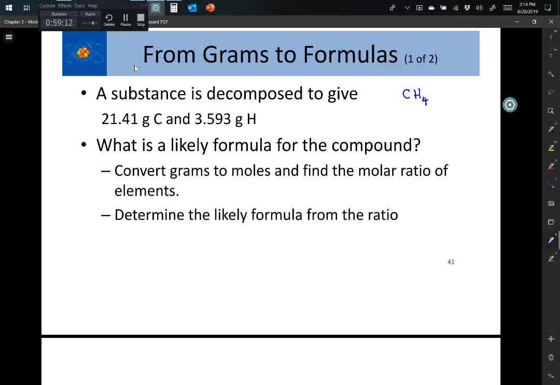I took the compound, decomposed it, and got carbon and hydrogen. If I figure out the moles of carbon and the moles of hydrogen, I can figure out the mole ratios. I can figure out the relative number of moles of each element in the compound and get its formula that way. So we're going to take the grams of carbon and convert it to moles of carbon, and take the grams of hydrogen and convert it to moles of hydrogen. This is the process known as finding the empirical formula.